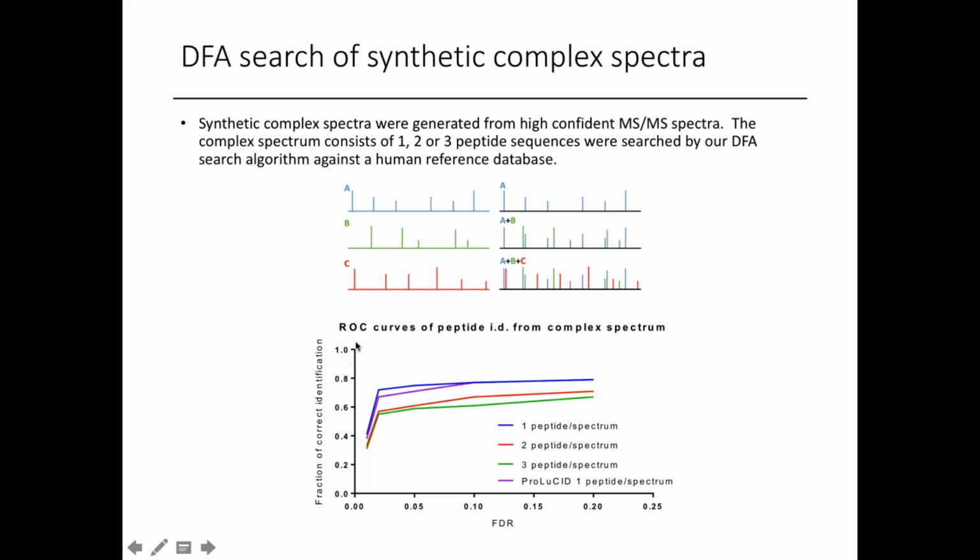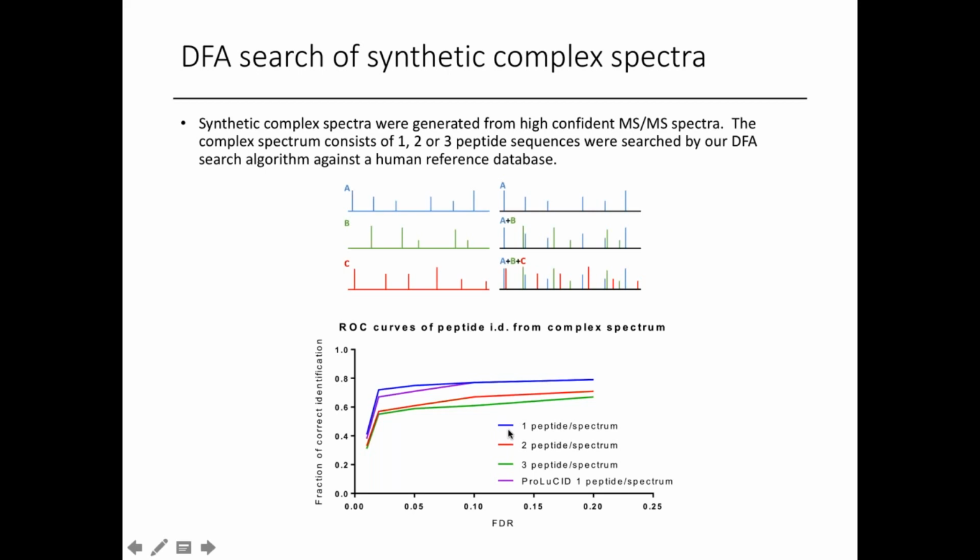As I show here, there's a ROC curve for peptide IDs from the complex spectrum. That's a synthetic complex spectrum. The y-axis is the fraction of correct identification, and the x-axis is the FDR. First, let's look at the traditional database search engine, which is ProLuCID, developed by the Yates Lab. ProLuCID cannot search for more than 1 peptide per spectrum, so we treat it as just 1 peptide per spectrum. And here's the FDR curve.